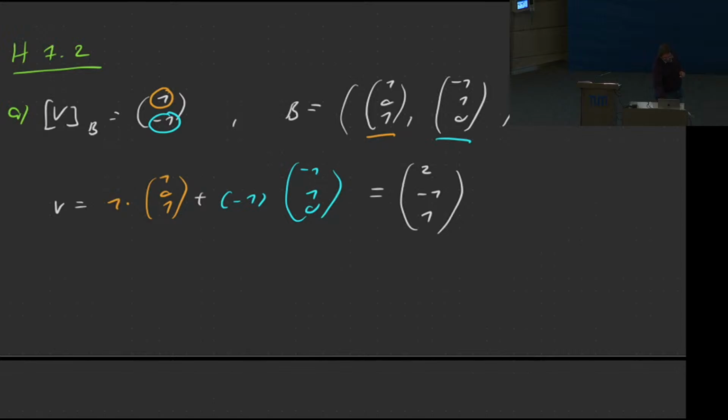B asks for the reverse. So the question here is determine the B coordinates of a vector W given as -1, 3, 2. So maybe let's again see what you've got. Here's the tweetback quiz.